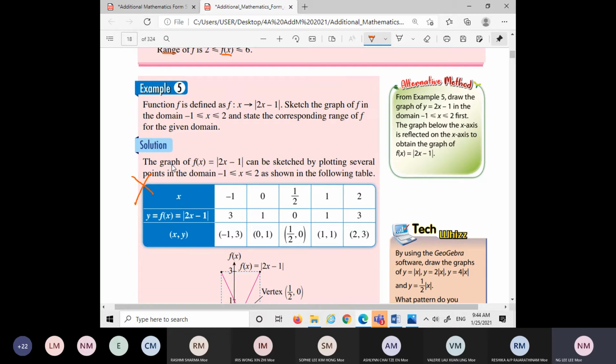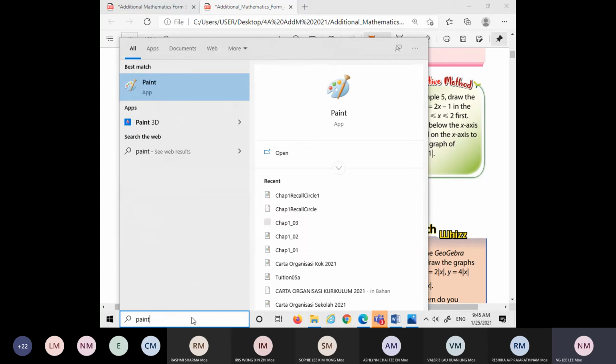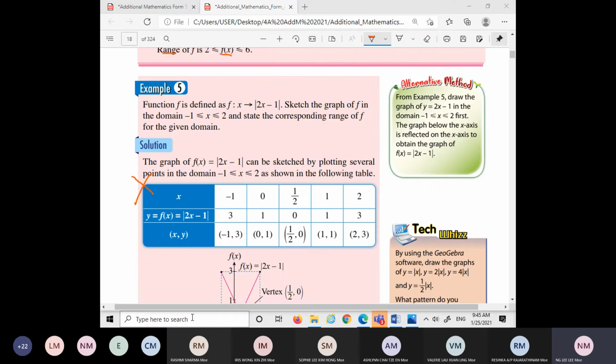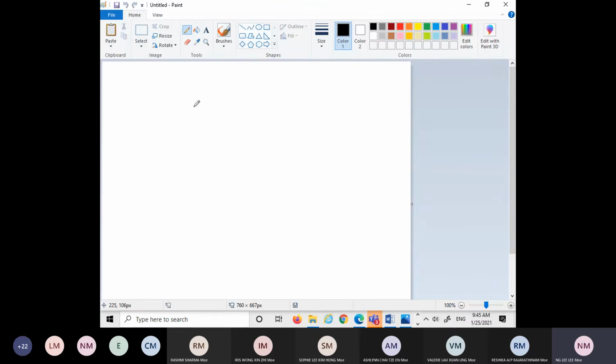So let's say, maybe I go to paint. What can I draw? The function is 2x minus 1. This is a function, and now you have to sketch these functions. In the questions, they give you the domain.